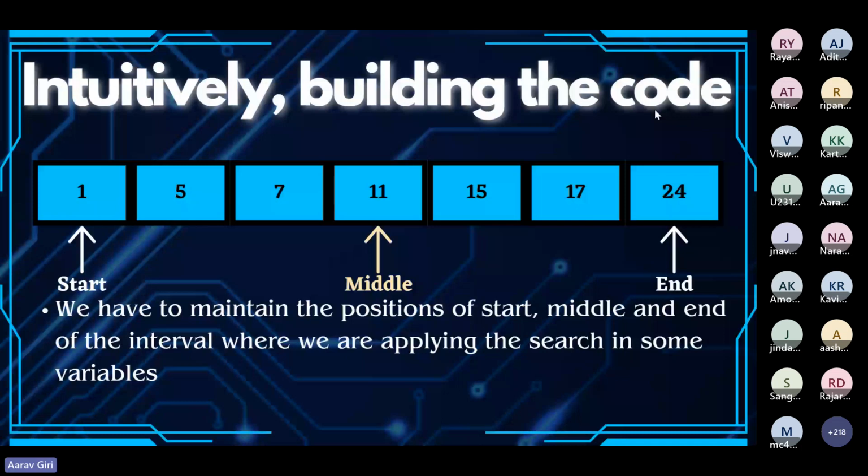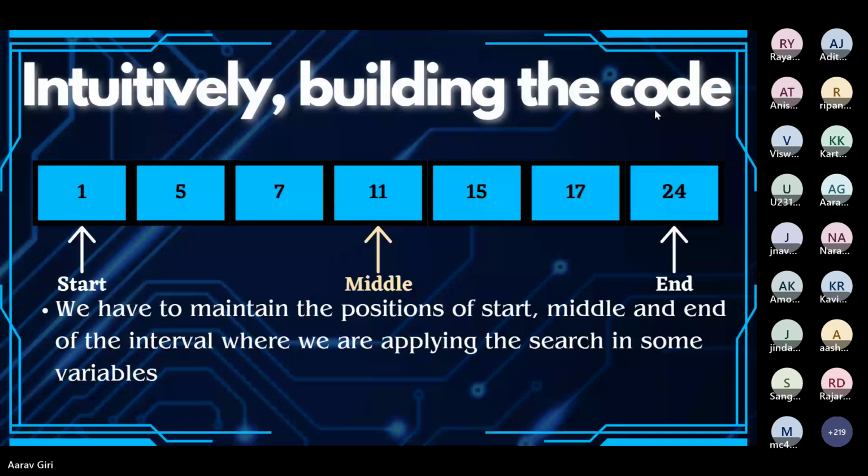And everything greater than 7 is greater than 11 also. I mean, everything greater than the middle element is greater than 7, which is why we are going to discard the right half. And by discarding, I mean I will change the value of the end index. As we saw, we are shifting the end index to middle minus 1.